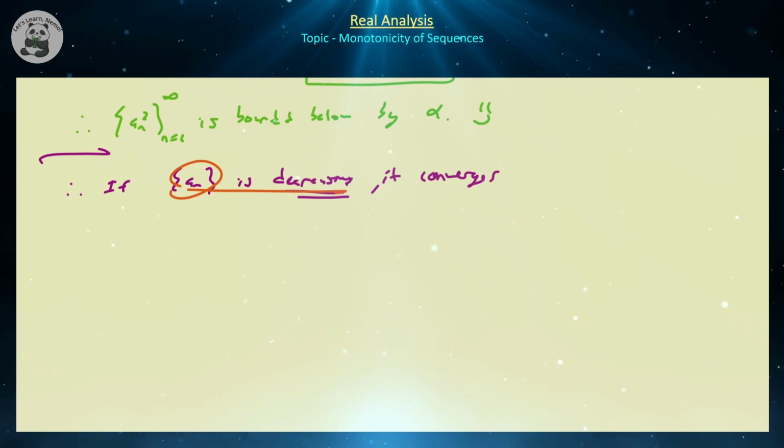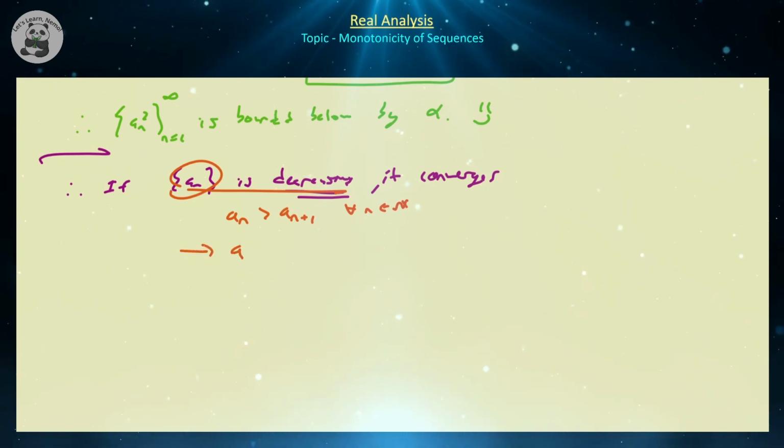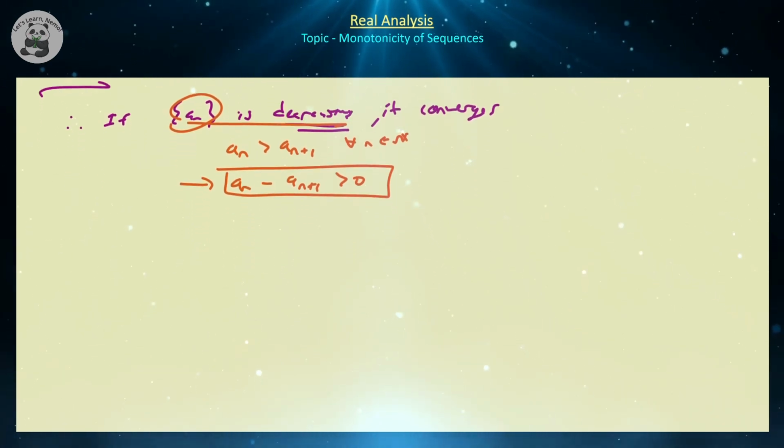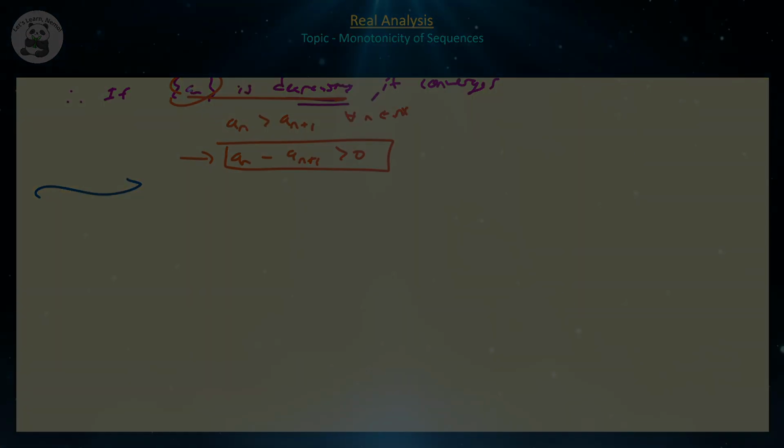So decreasing means that a_n will be greater than a_{n+1}, and that has to be true for all n in the set of natural numbers. And if that is true, that means a_n minus a_{n+1} will be greater than 0. So let's see if we can justify this, right? Because we have bounded, if we have decreasing, that implies convergence, and then we can explore what it might converge to.